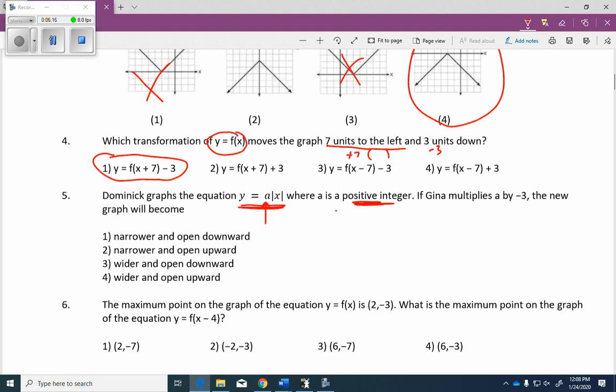So now if Gina multiplies A, this A in front of the absolute value symbols, by -3, then the new graph will become, well, first of all, I know it's going to open downward. So it's not choice 2, and it's not choice 4. And remember, when you multiply by a 3, it makes the graph steeper. If each side of a V becomes steeper, it actually becomes more narrow. The higher the number, the more narrow it is. Fractions make it wide. So it's choice 1.